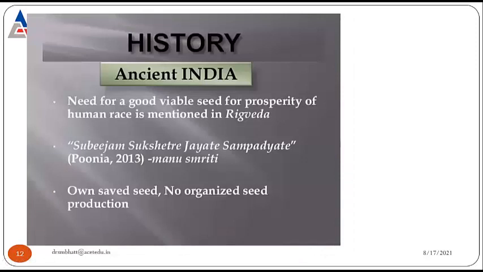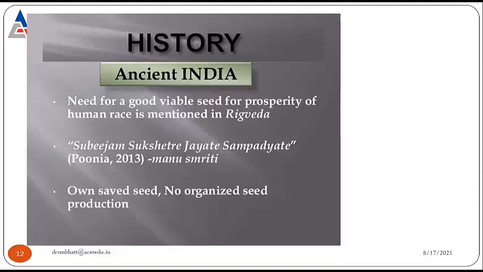So if you go back to the history, the Rigveda also mentioned that if you want to prosper the human race, then a good viable seed is required. Sabjivam sakshetre jayate sampadete, right? According to Manu Smriti, it was also emphasized that seed is of ultimate importance for human growth and human population, right?